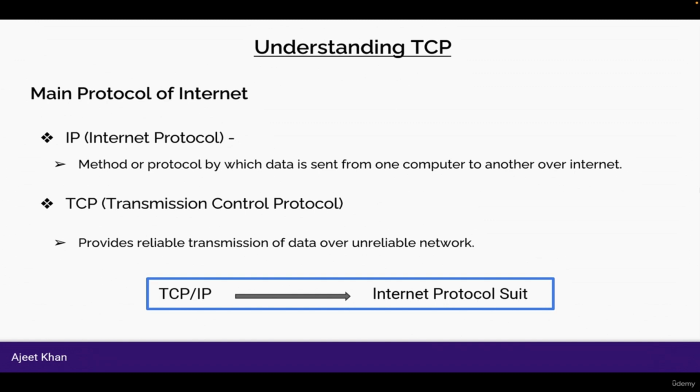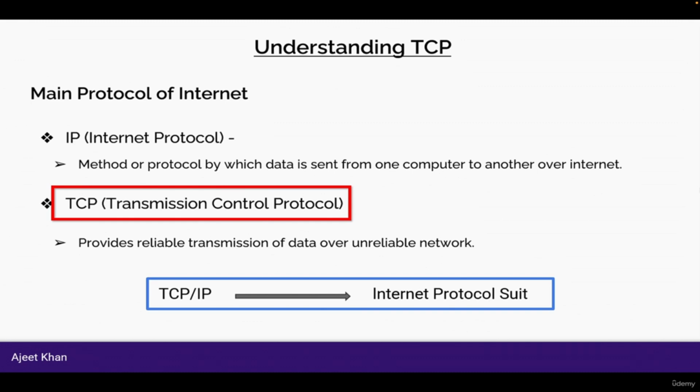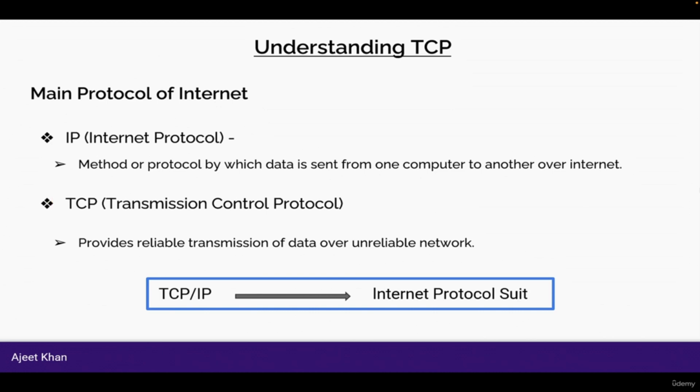There are two protocols which are known as the main protocols of the internet. One of them is IP, that is Internet Protocol. It is a method or protocol by which data is sent from one computer to another over the internet. Another one is TCP, that is Transmission Control Protocol. It provides reliable transmission of data over an unreliable network. So together TCP/IP is known as the Internet Protocol Suite.